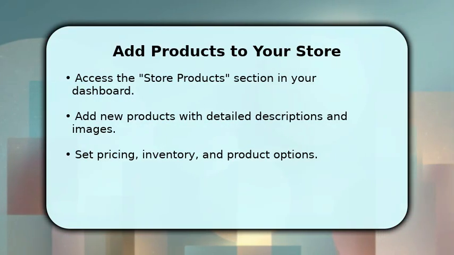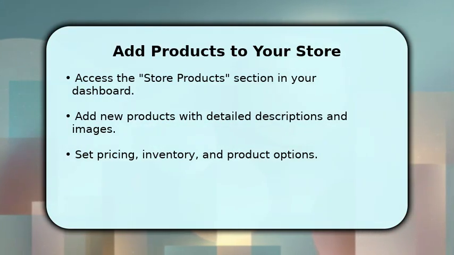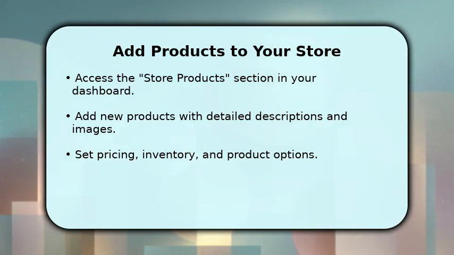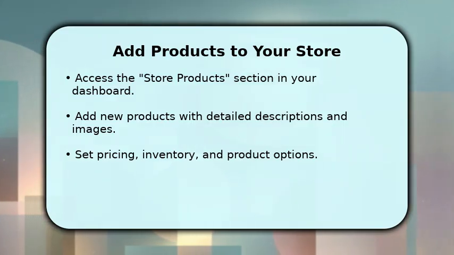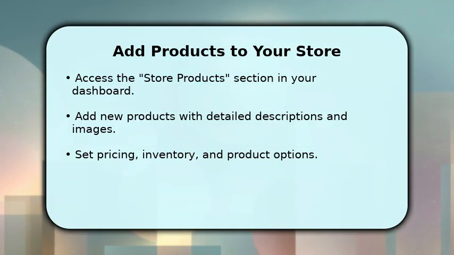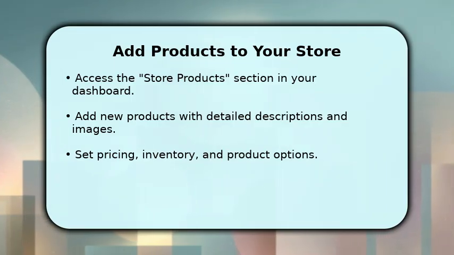Now that your store's foundation is set, it's time to add your products. From your Wix dashboard, find the Store Products section. Click Add New Product and choose your product type, such as physical or digital.